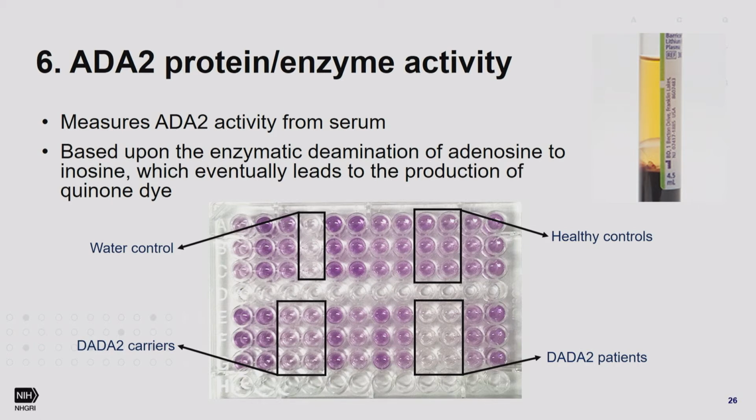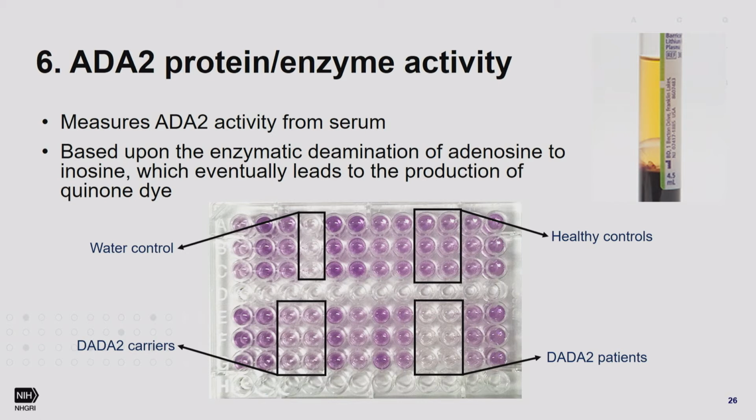So it's basically a color-based assay. The purple color is indicative of increased protein function. So the brighter color you have, the more ADA2 protein is active or works. Here, as you can see, we also have a water control in our assay. In this water control, we had no plasma from any individuals. We just have water, just so you can see that there is some background fluorescence here. But now let's compare this water control to DADA2 patients. It's very similar, right? So there is almost no ADA2 activity in DADA2 patients.